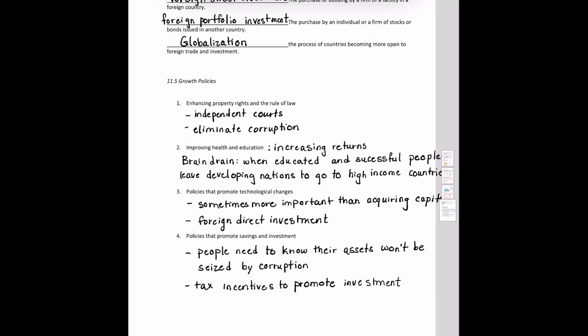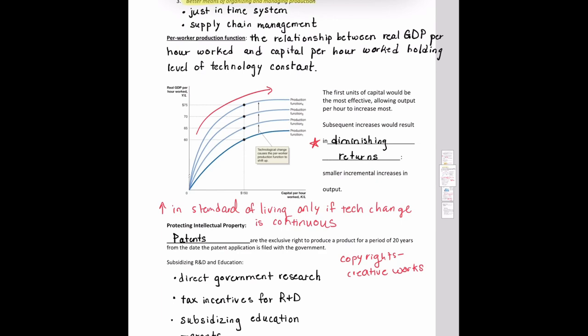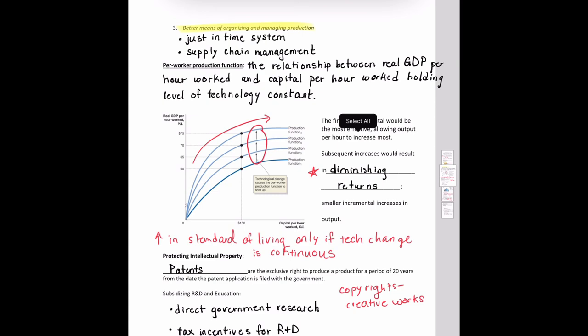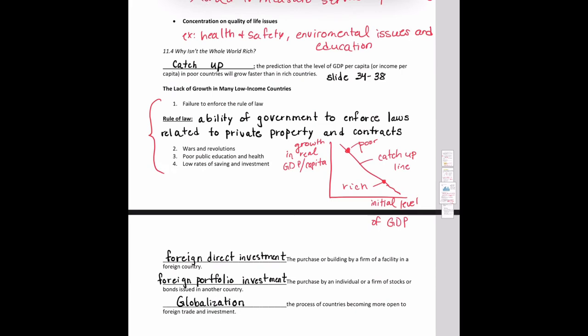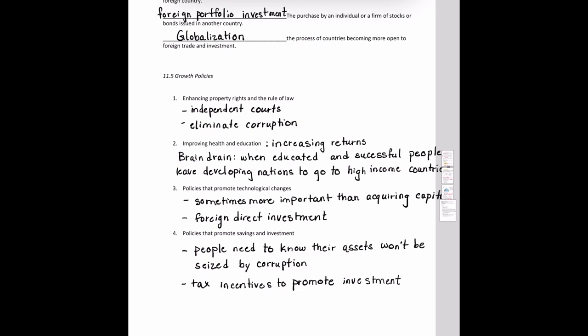Policies that promote technological change. Again, we've talked through this lecture about how technological change is essential for growth. It's often more important than acquiring capital. Remember that technological change is actually causing the production function to shift upward, which is why it's so important. And another way low-income countries can encourage technological change is through encouraging foreign direct investment, so making themselves more attractive to foreign investment.